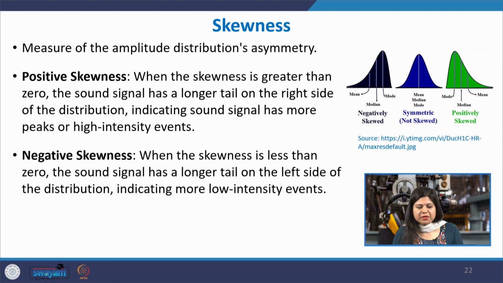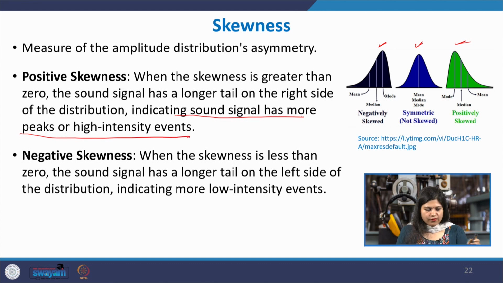Positive skewness means, this is a normal distribution, this is the negatively skewed and positively skewed data. What it means in the case of a sound signal is that the sound signal has more peaks or more high intensity events, whereas negatively skewed data has more low intensity events. Here the mean is the RMS. So, whatever is the overall RMS pressure, in the positive skewed data most of the events are high events compared to the RMS pressure, whereas in the negative one, more of the events are low intensity events compared to the mean.